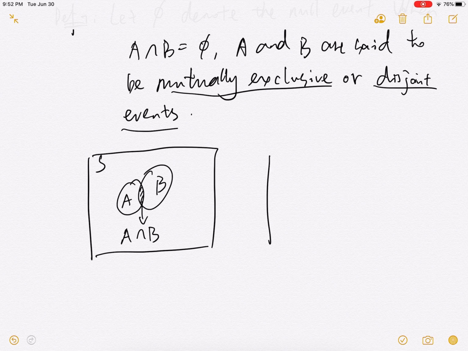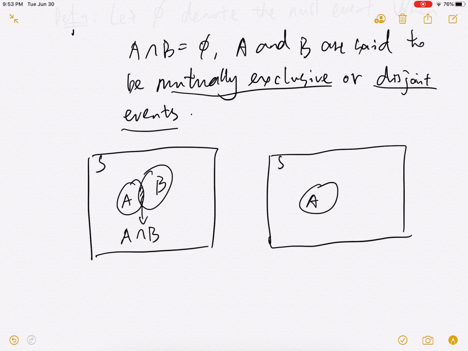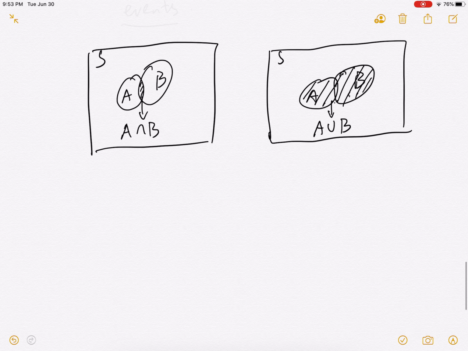And then the second case: this is the sample space, and I gave you the event A like this and event B like this. And then I'm shading all of A and B here. So in this case, the whole shaded part is A union B. Okay?